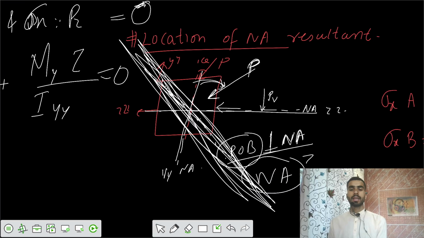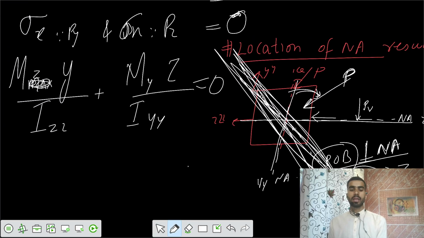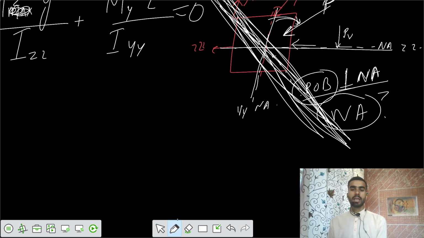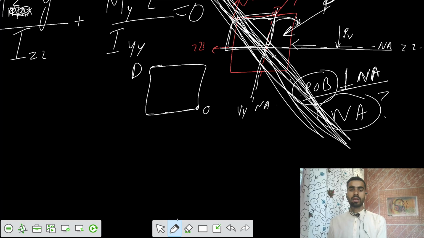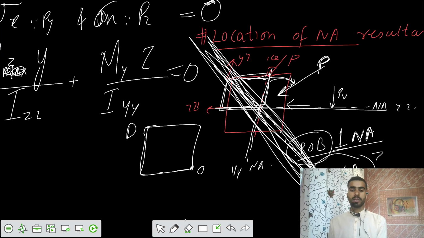But let's take any particular corner, any particular quadrant. Let's take this quadrant, which has D, and this is the origin, the center. Let's talk about this section. If you go from the ZZ neutral axis to some y value, and if you go along the YY neutral axis to some value of z, you don't go to y max or z max.